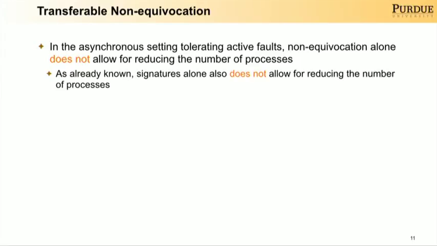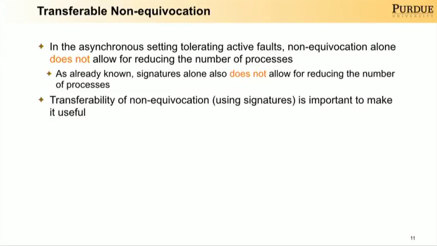Instead, all these previous works use the signature inherently along with their non-equivocation. This relates to a concept of transferable non-equivocation, that is, non-equivocation plus digital signature. What we observe is that when we make this combination, it is useful to do much better things and reduce the replication factor required.